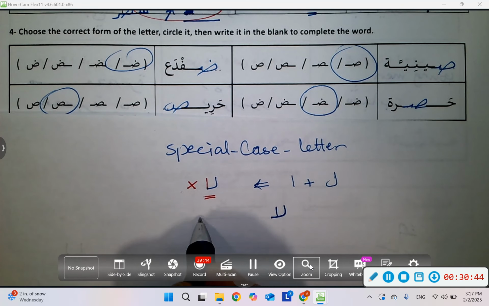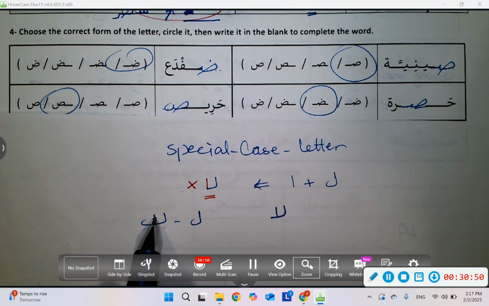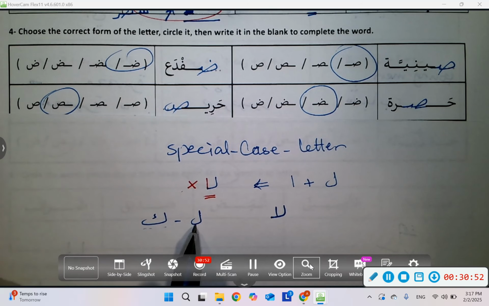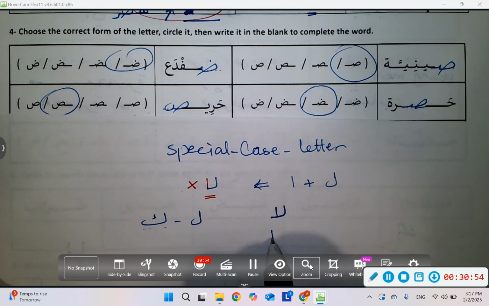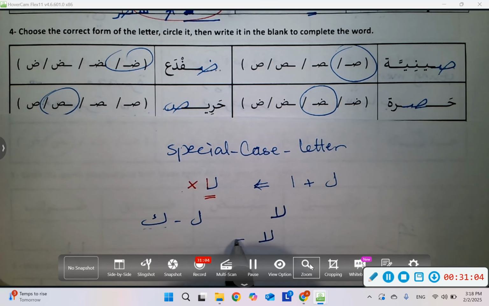Now we have two letters. We have lam and we have kaf. And the kaf is longer than the lam and it has hamza. When you want to connect the lam to the alif, we extend lam a little bit. That looks a little bit like kaf, but it's not kaf. We put alif on it. They call this form of combination lam alif. That's the name of this special case.